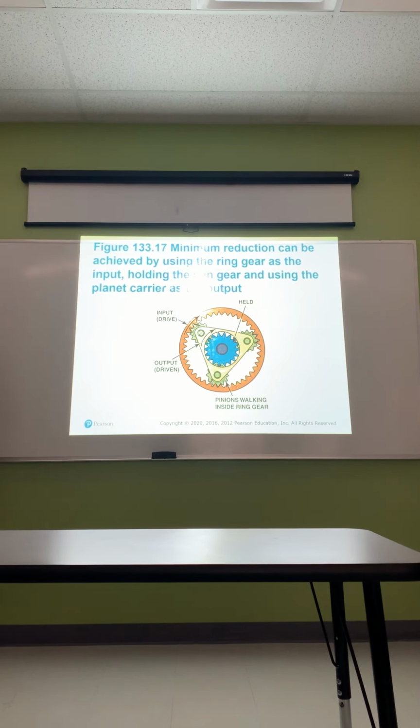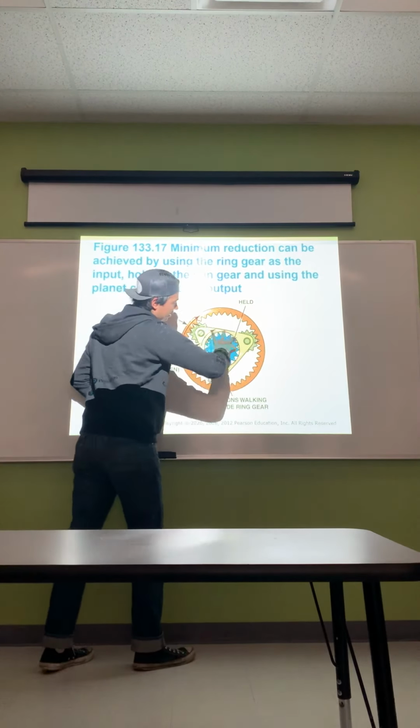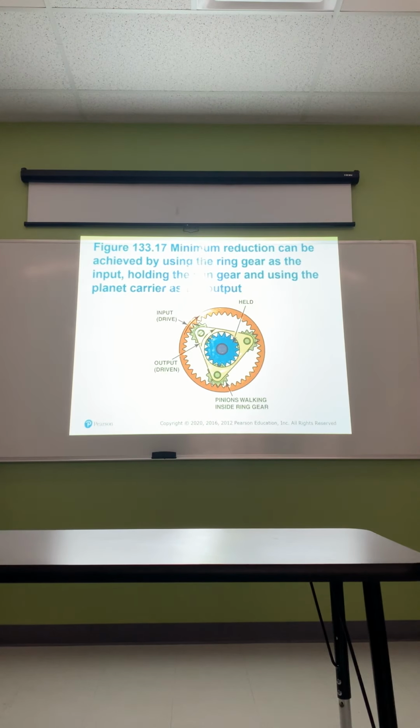Minimum reduction can be achieved by using the ring gear as the input, holding the sun gear, and using the planet carrier as the output. So you see, now we're using the outer section here. We're providing energy here, and we're using this as the output gear, which then sends the energy through, giving us the least amount of gear reduction.